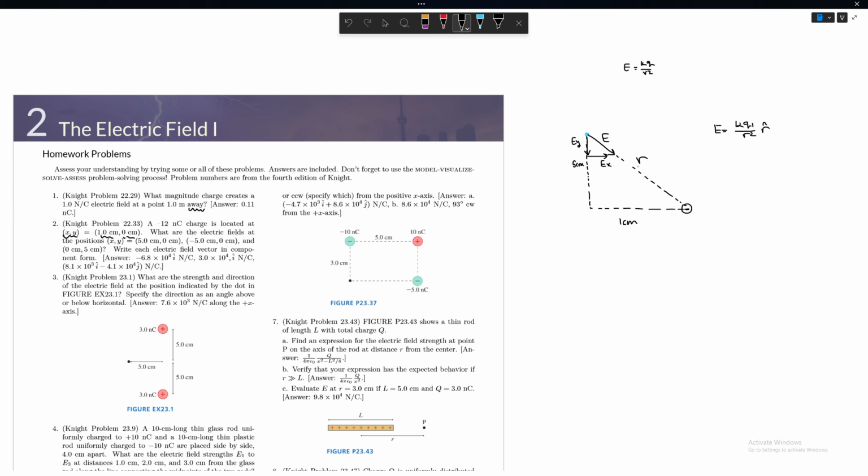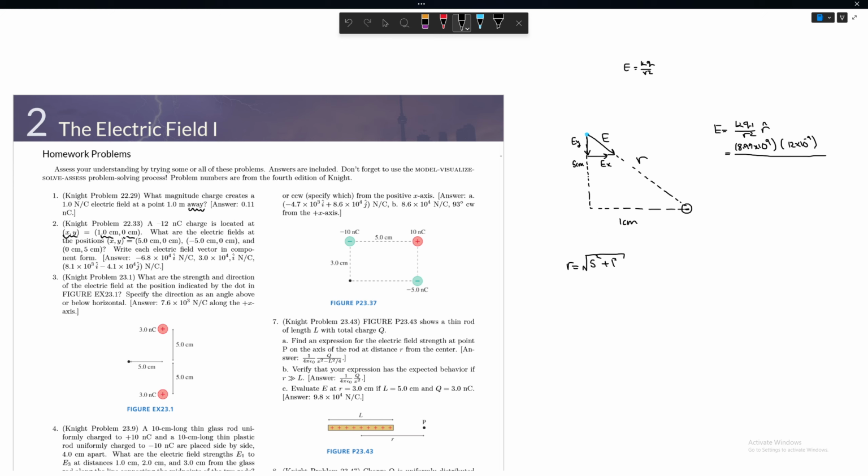Now how do I get my E? My charge is, so 8.99 times 10 to the 9 times my Q1 is 12 times 10 to the negative 9. And remember, I didn't put negative because this negative just tells me if it's towards or away, and I'm representing that using my r hat at the end. So direction, keep it in mind. Now what's my r? r equals the square root. I'm using Pythagoras here.